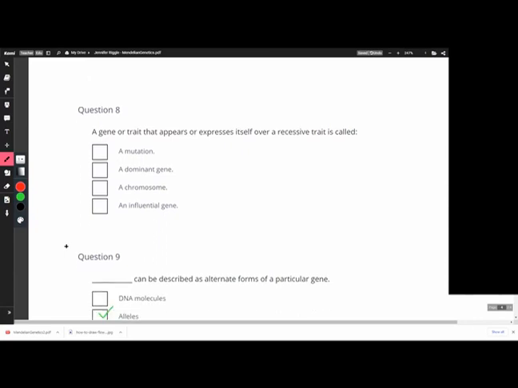Who knew, right? All right, so a gene or a trait that appears or expresses itself over a recessive trait is called, after that explanation for number 7, I'm hoping that just about everybody knows this one. So this one can be found back in the definitions again. So if we go back and look for the type of allele that is always present, it masks the other one. That's what we're looking for. Okay, I'm going to go ahead and mark it as a dominant gene. So again, it's the one that dominates. It's the one that is always there. It imposes itself over everyone else.